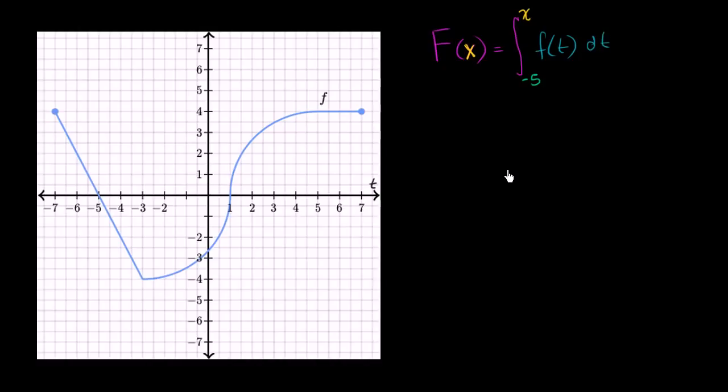And if I had my druthers, I probably wouldn't use capital F and lowercase f. I would use like a g or capital G just so that when I say f, you don't get confused. But I'm going to try my best to say lowercase f of t, capital F of x. So this is how we're going to define the function capital F of x. It's the definite integral between t is equal to negative 5 and x of f of t dt.